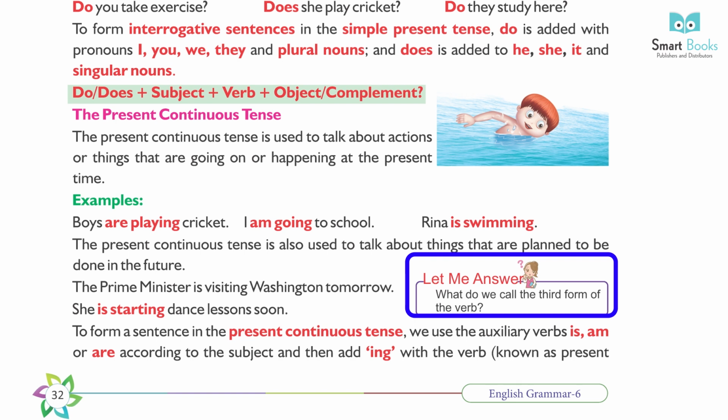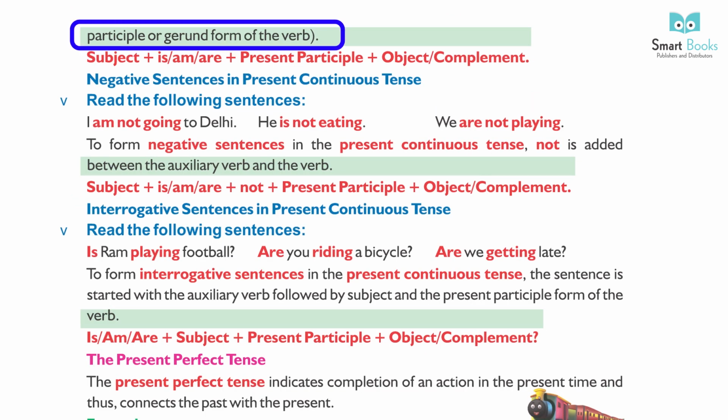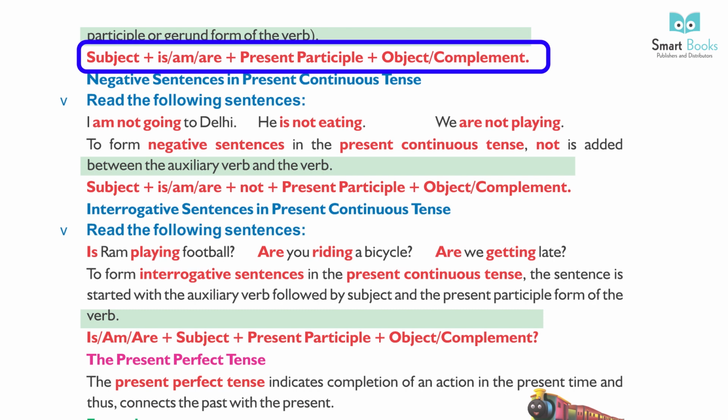Let me answer. What do we call the third form of the verb? To form a sentence in the present continuous tense, we use the auxiliary verb is, am or are according to the subject and then add ing to the verb, known as the present participle or gerund form of the verb. Subject plus is/am/are plus present participle plus object or complement.